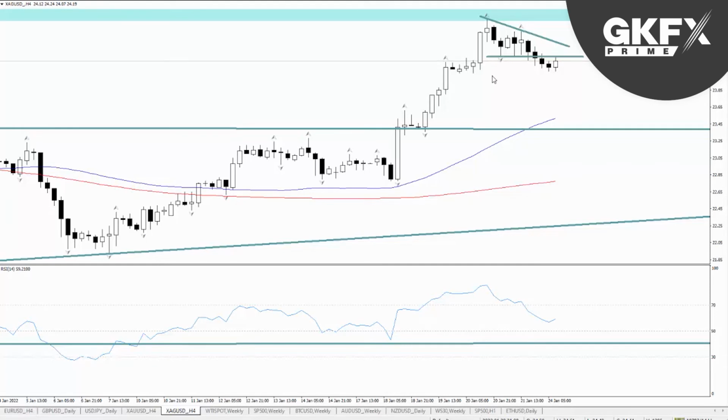But maybe we've topped out. So this is the thing. Maybe the 4-hour downtrend that's just starting to emerge is the sign of a top. But it's very difficult to pick tops, and it's generally better to trade with the trend. And at the moment, the trend is up in both gold and silver.